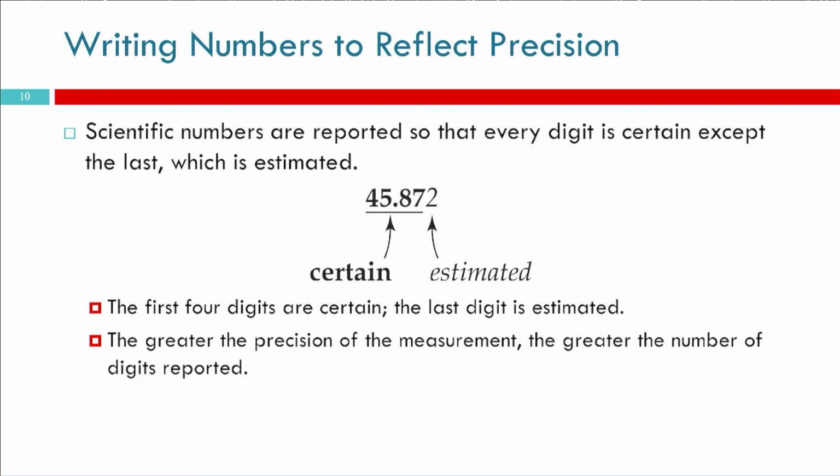So scientific numbers are reported so that every digit is certain except the last one, which we estimate. Here, the first 4 digits are certain, and the last one's estimated. The greater the precision of the measurement, the greater the number of digits reported. So here we would have 5 significant figures. Because even though this is estimated, it's still significant, because it tells us where that estimation is.